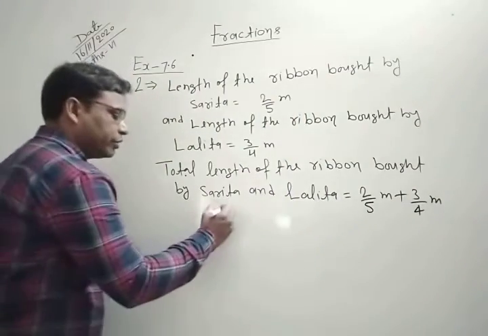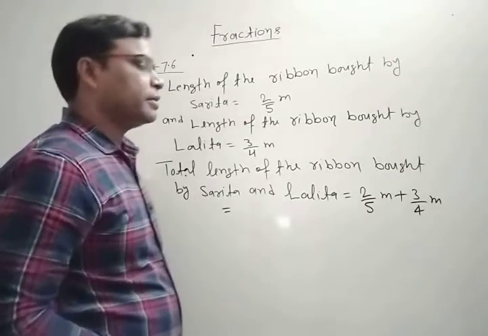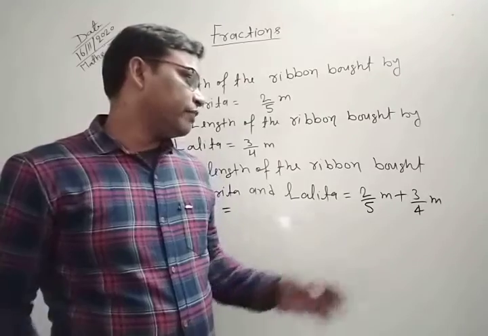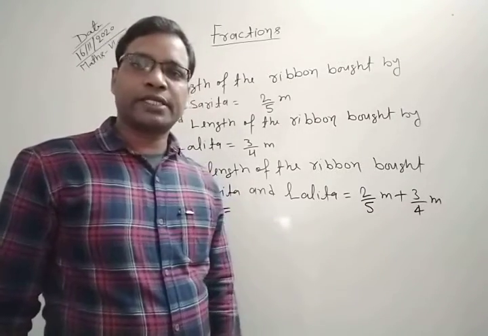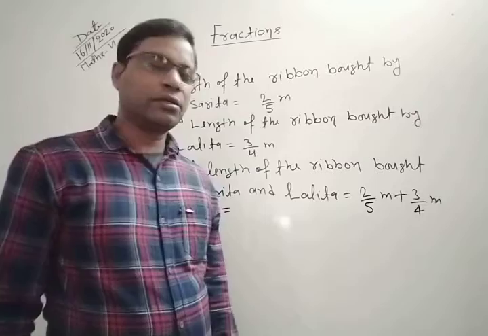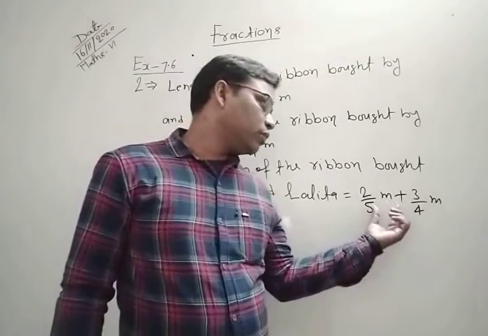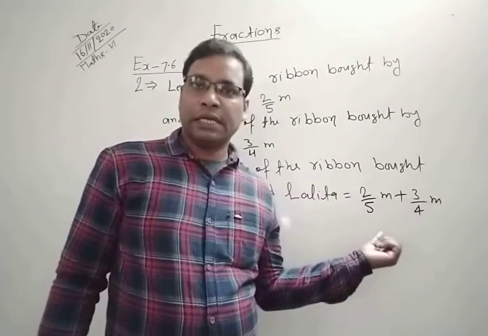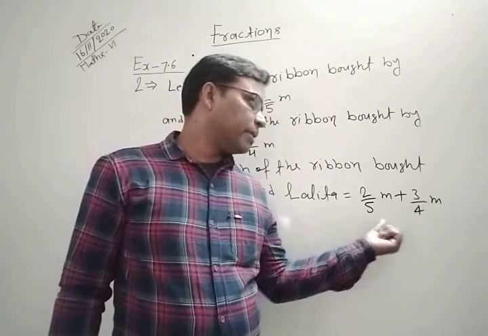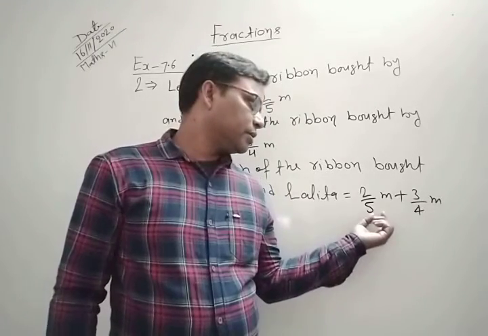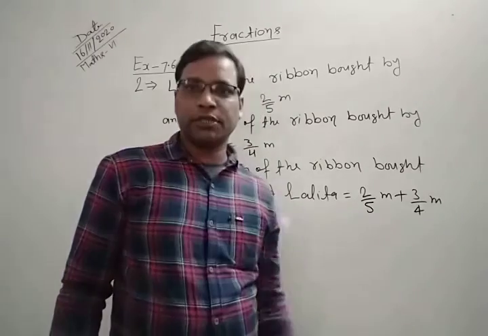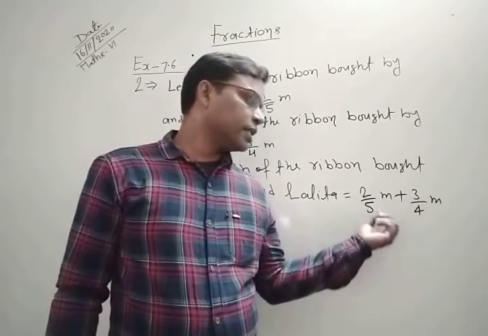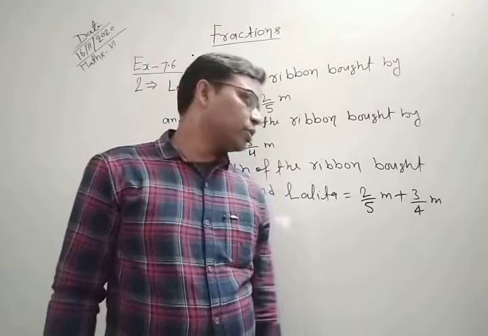Clear? So this is equal to, first we find the LCM. Here you can see we have two fractions, 2 by 5 meter and 3 by 4 meter. Both are unlike fractions, so we need to add them. So what is the LCM of 4 and 5? 5 is a prime number and 4 is a composite number, and they are not multiples of each other. Clear? So in this case, the LCM of 4 and 5 is equal to 20.